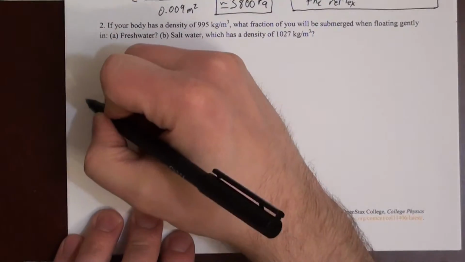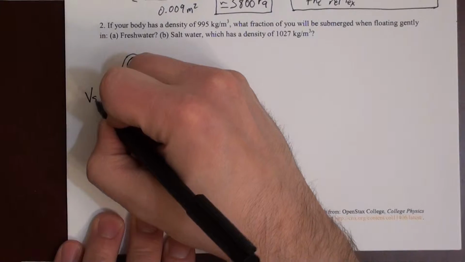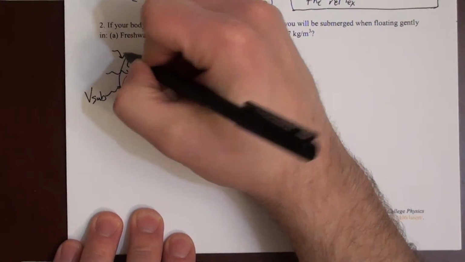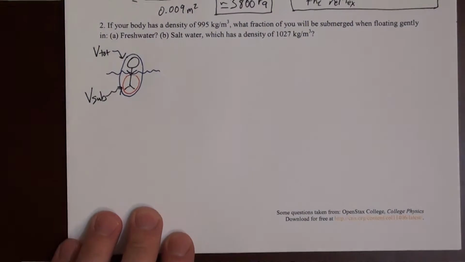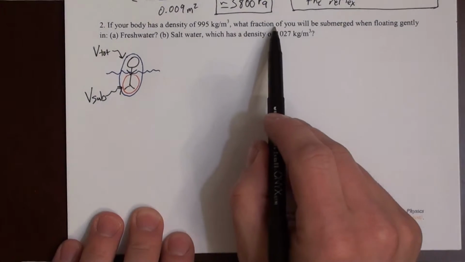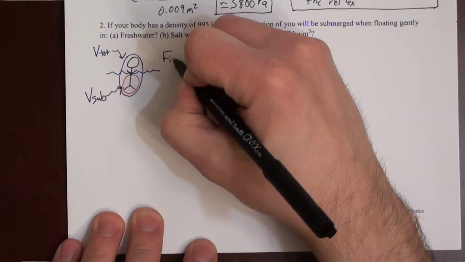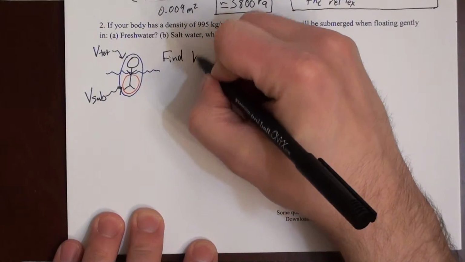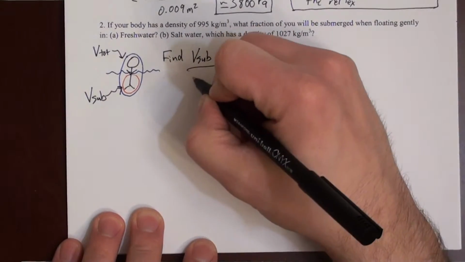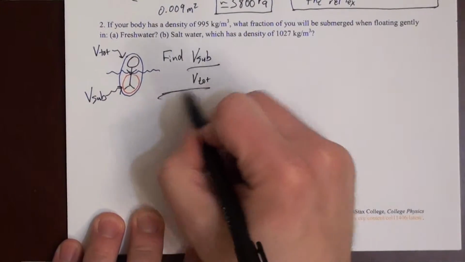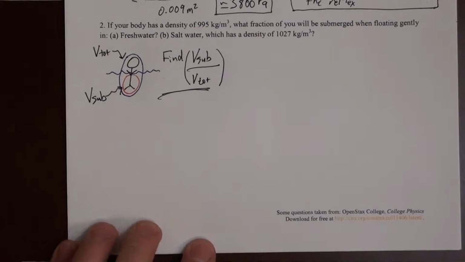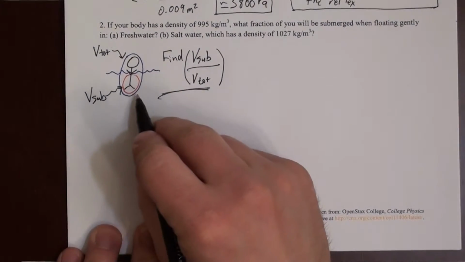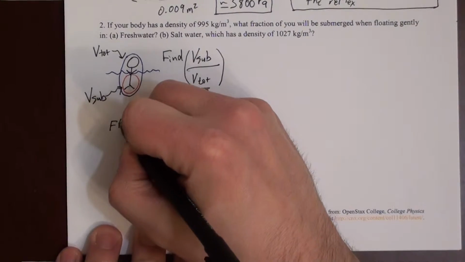So what will make sense here is to talk about volumes. So this is volume submerged, and this is total volume. Since we're asking for what fraction is submerged, what we're asked to find here is the ratio of these two things, V sub over V total. This is what we're looking for, this fraction. A simple thing we can do here is to draw a free body diagram for the person.